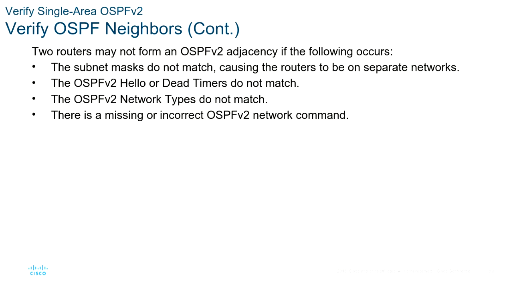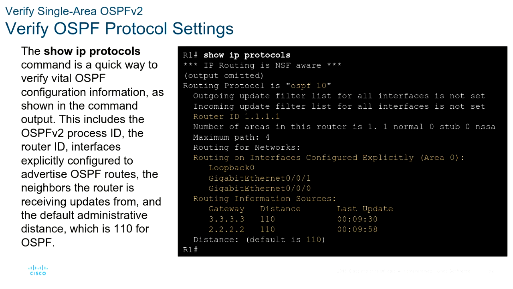Okay, and adjacency is only possible if the subnet masks match, if the hello timers and dead timers match, if the OSPF network types match. Well, it's kind of hard to plug a serial port into an Ethernet port. Hard to get that one. Or you didn't put the network command in properly, or you forgot to put the network command in. All has to match.